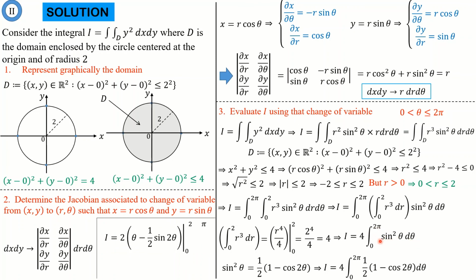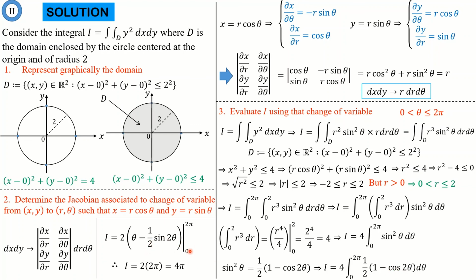Now we need to integrate sine squared theta d theta. You see now we are just integrating with respect to theta with its respective bounds 0 and 2 pi. So we first of all convert sine squared theta to cos 2 theta. That's the easiest way to do it. It is half into 1 minus cos 2 theta. It means I becomes 4 times the integral of half into 1 minus cos 2 theta d theta. Now we can factor out the half, and we get 4 divided by 2, which is 2. We integrate 1 with respect to theta, we get theta. We integrate cos 2 theta with respect to theta, we get half sine 2 theta.